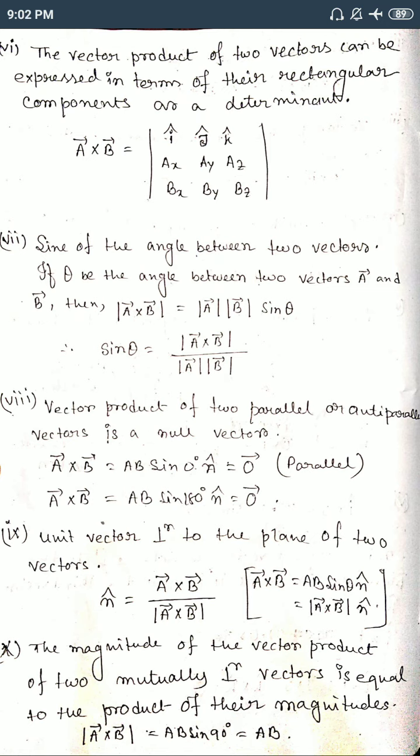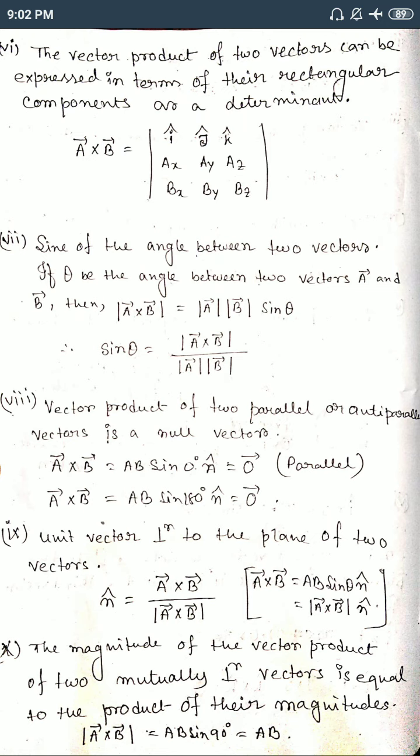If we want to find the sin theta, A cross B equals AB sin theta into n hat. So to find the sin theta value, we use the modulus: modulus of A cross B by mod of A mod of B. Because n hat is a direction, but we need the magnitude value, that's why we use the modulus sign.